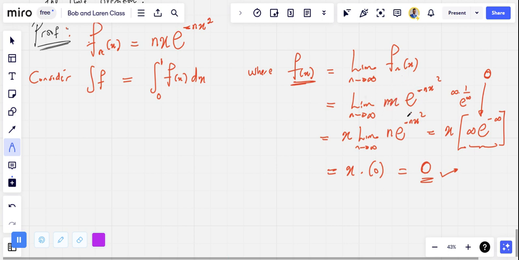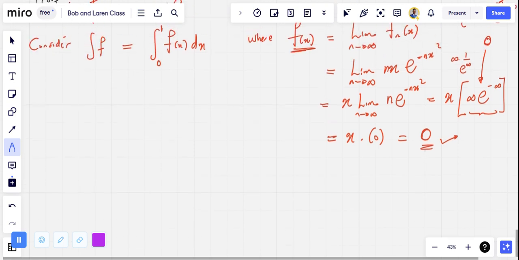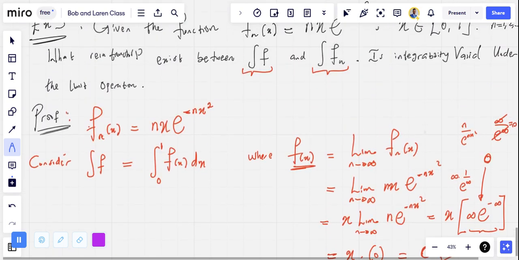So here in this case we end up having n over e to the power of nx squared, and then we have infinity over e to the power of infinity. I think this is what we are going to have in that case. If you evaluate this, take note that the result is zero. Please take note of that. Zero.